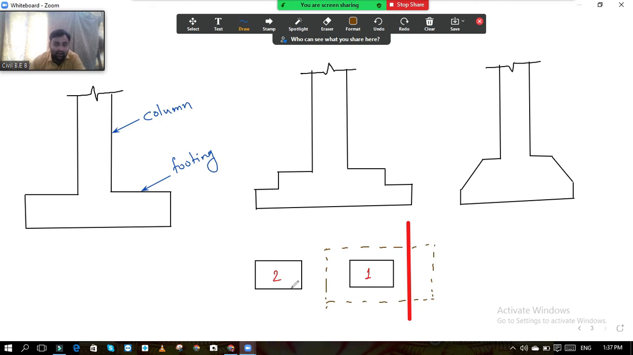And the second thing is that if the space between these two columns is very less, then what will happen if you design the isolated footing for column number 1? So now the first condition is understood. The first condition is when your column is situated near the boundary and the space is very less, and if you design the isolated footing, then it may go into the other person's boundary. So you cannot design the isolated footing in this case. In this case you have to go for the combined footing. This is the first scenario.